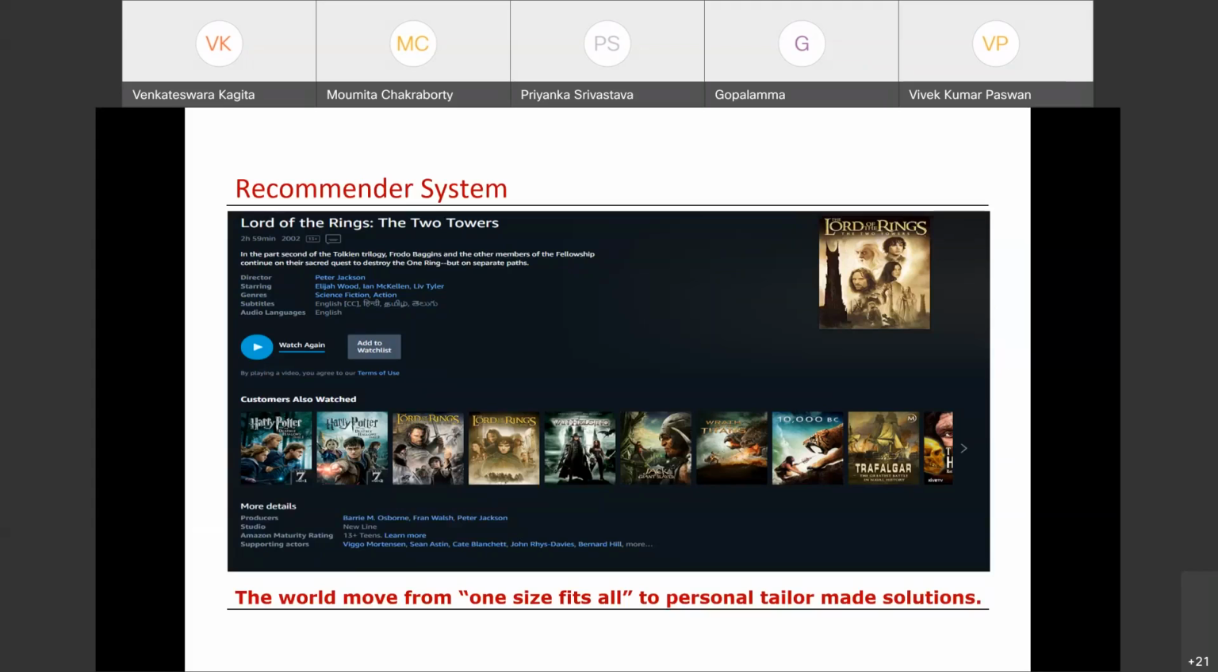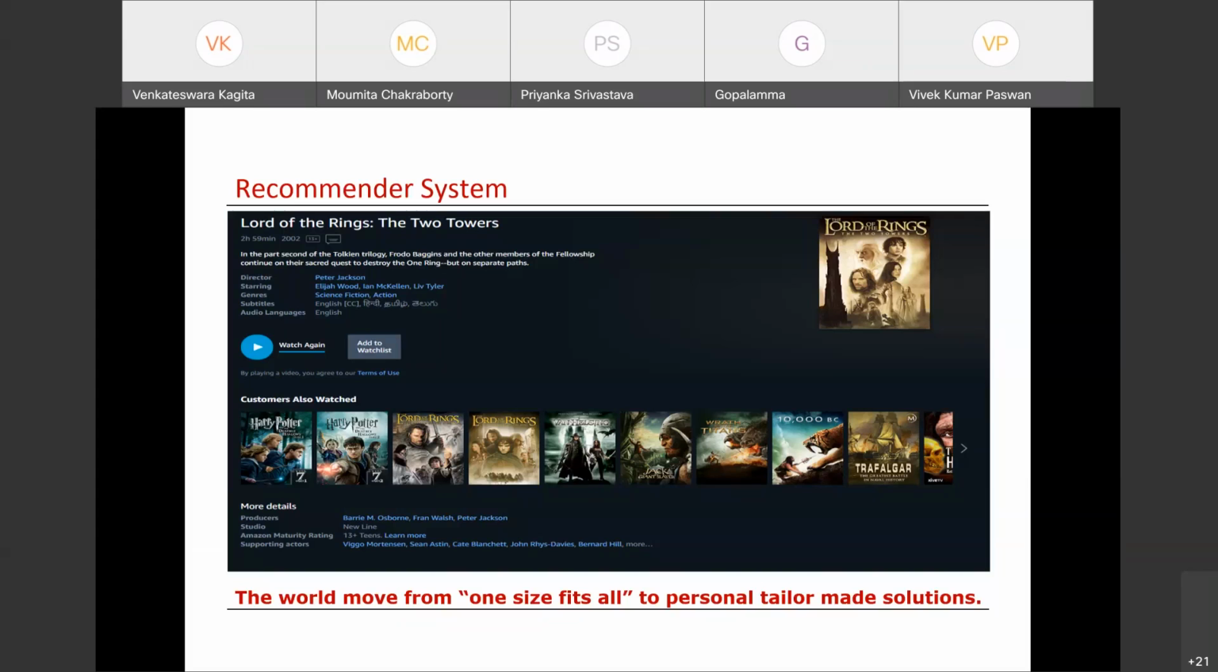It's not that you fix one size, so this is the size for everyone, right? Instead of that, we are going for personalized, tailor-made solutions. Each and every one's preferences may be different. So when you're watching a YouTube channel, the set of recommendations that you get may be different from the set of recommendations that your friend may get, right?